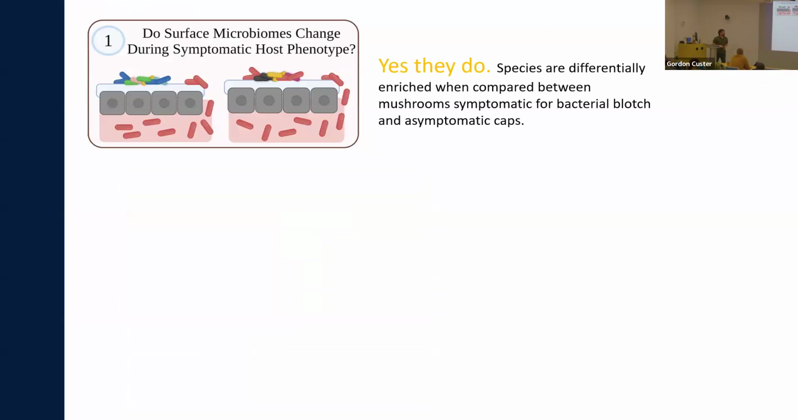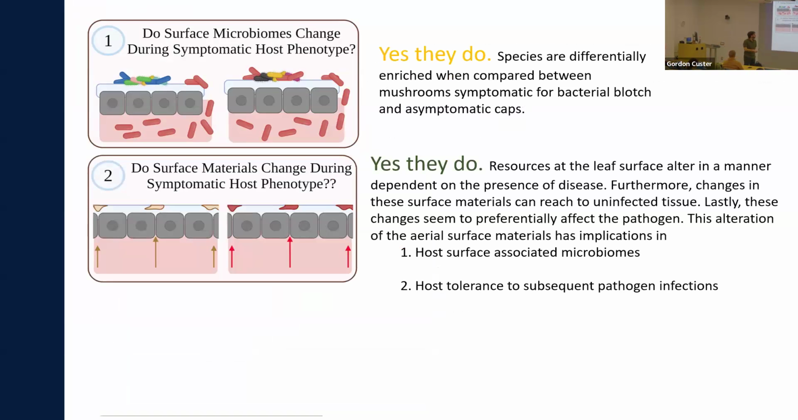Okay, so to recap, our first question was whether these surface microbiomes change during symptomatic host phenotypes, and it seems that they do. We see this because there are species that are differentially enriched when compared between the symptomatic and asymptomatic mushroom caps. Second, do surface metabolites change during symptomatic host phenotype? It seems that they do. And it's exciting for me that these metabolites at the leaf surface seem to alter in a manner that's dependent on the presence of the pathogen, or the disease rather.